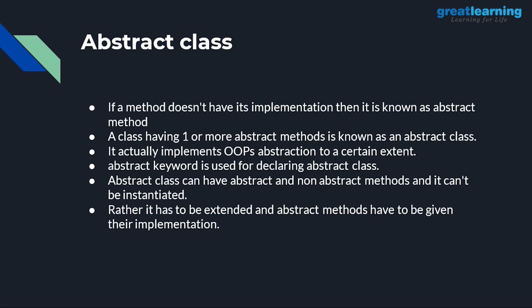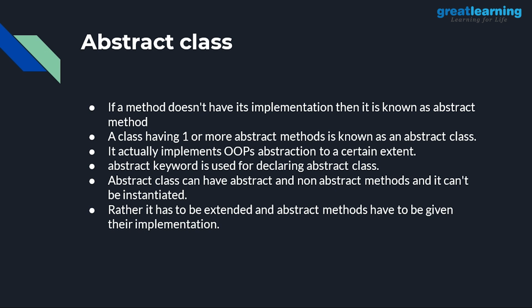The abstract keyword is used for declaring an abstract class. An abstract class can have abstract and non-abstract methods. Since there are some methods which are not abstract, rather it has to be extended, and the abstract methods have to be given their implementation. So how do we implement this? We have to use the extends keyword, and then once we have extended that class in some other class, we are using inheritance again. Once we have inherited the parent class in the child class, in the child class we have to define its body. Implementation has to be given.